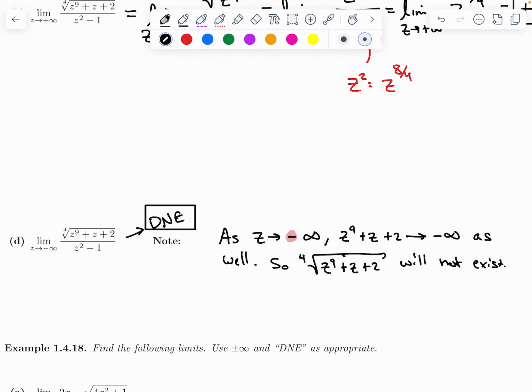Up until z equals -1, it will exist, but after that point, it's done. After that point, z to the 9th just blows up to an uncomfortable degree, and it'll never be positive again. So that's why I can immediately claim this one as D and E. You do have to be careful, especially when you're working with roots, specifically even roots. Odd roots are all chill. They can handle anything. But even roots, they don't like dealing with negative numbers.